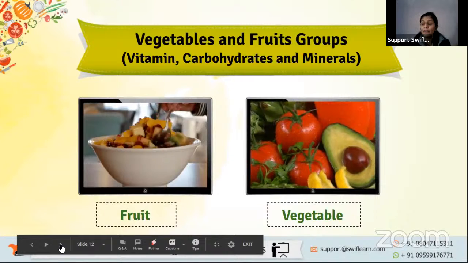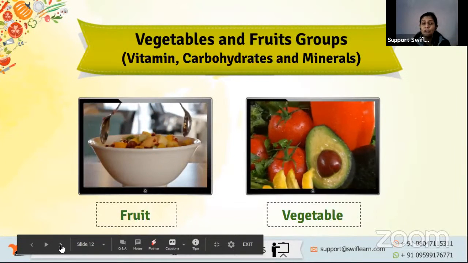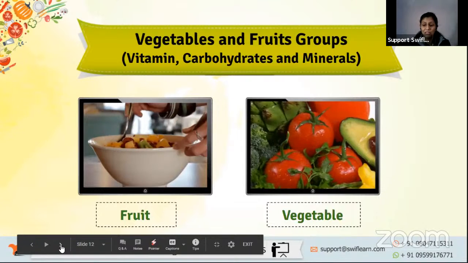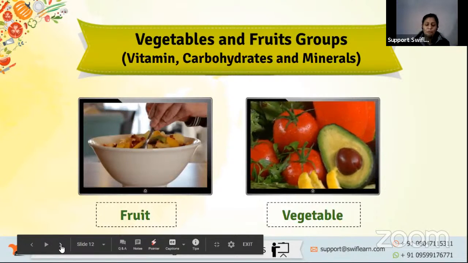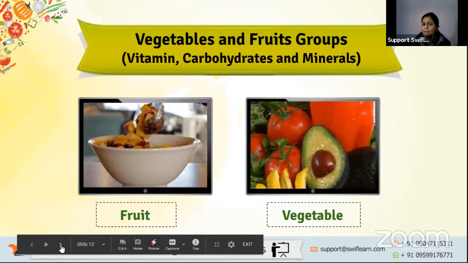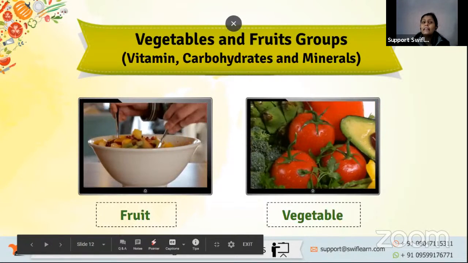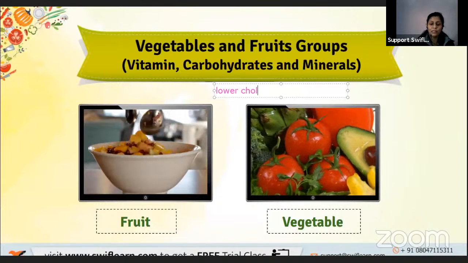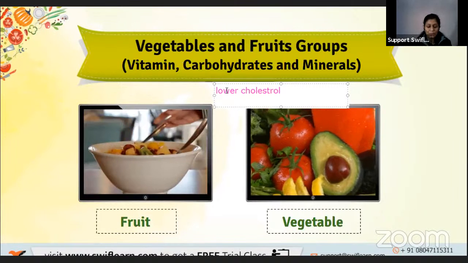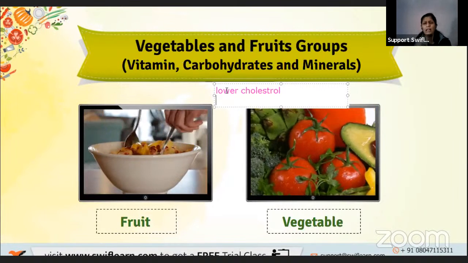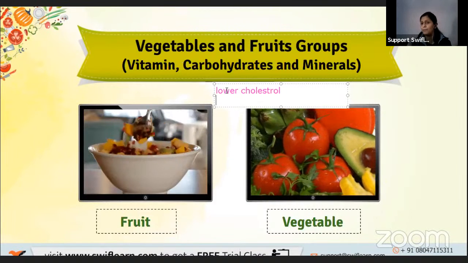What is it having? It is basically having your vitamins, carbohydrates, and minerals. Now, coming to the vegetable and fruits group, what is so important? How do they help us? They help us in lowering your cholesterol. They lower your cholesterol. Cholesterol is there ना? Cholesterol आपका कम करता है, this vegetable and fruits group.